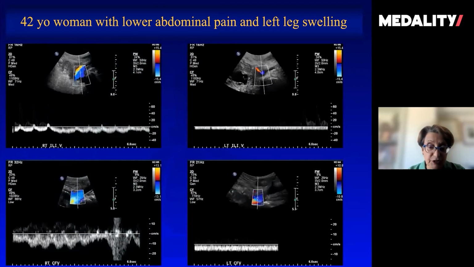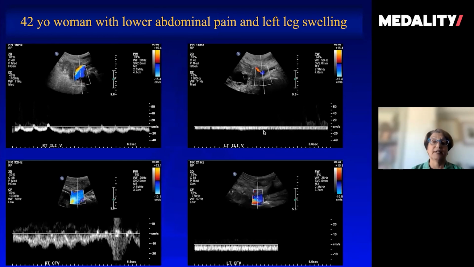In this particular case, all the vessels were patent. So here is the right side. Again, by now, you know what I'm driving at, right? There is normal phasicity. This is an old case, so we were doing augmentation at the time. We don't do it anymore. So there is normal phasic flow in the right external iliac vein, in the right common femoral vein. And on the left side, you can see that there is very monophasic flow.